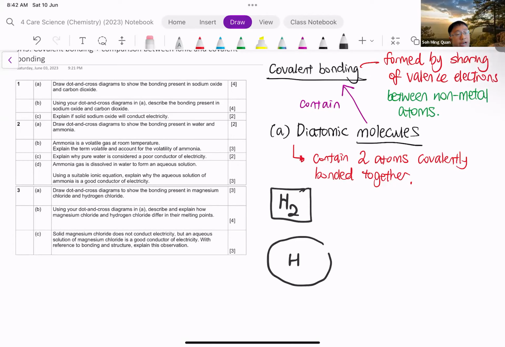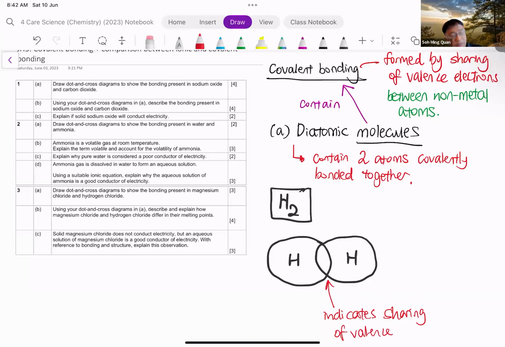H2 is diatomic. I think this is quite straightforward to draw. Now, the moment you know it's sharing, it means that the valence electron shell must overlap. All right. The valence electrons overlap. This indicates sharing. So throughout today's lesson, you'll be seeing how the sharing works through the overlapping of the valence electron shell.